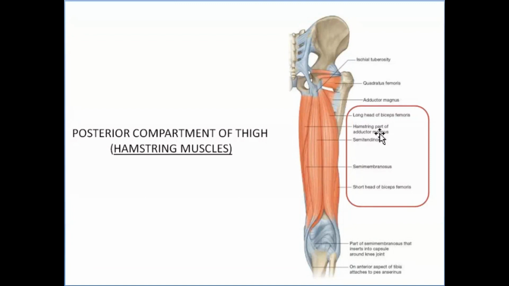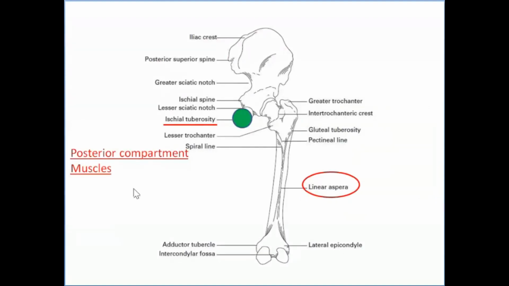As I told you, adductor magnus has two parts. One is in the medial compartment, which is supplied by the obturator nerve. The other part, which takes origin from the ischial tuberosity, is called the hamstring part. So that is 1, 2, 3. What is the fourth muscle? It is the biceps femoris. Again, this is very easy to remember.